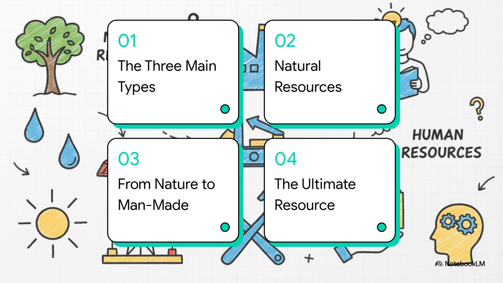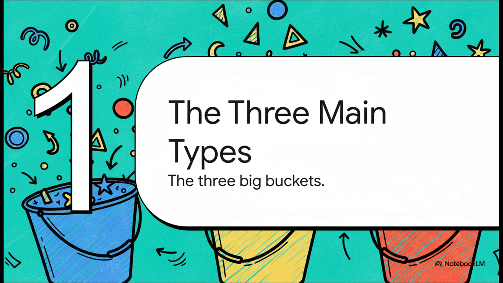So here's the game plan for today. We're going to start with the three big categories that every resource fits into. Then we'll dive deep into natural resources, the stuff from the planet itself. After that, we'll see how those natural things get transformed into man-made stuff. And finally, we'll talk about the most important resource of all, people. Okay, let's kick things off with the big picture.